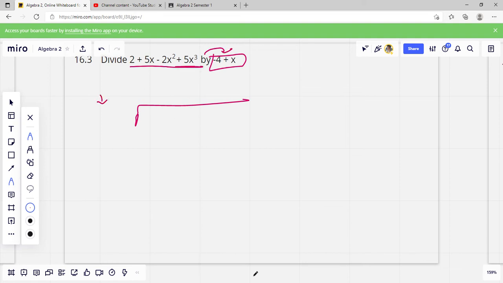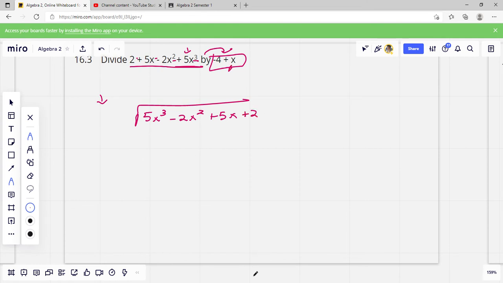First thing we have to do is set these up by descending order of the variable. So this is the third, the second, the 1, and then the 0, right? So we want our highest exponent to go first. So that'll be 5x to the third is our highest. Then we've got negative 2x squared. Then we've got positive 5x. And then we have positive 2.